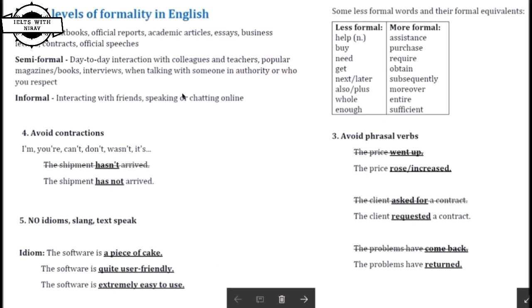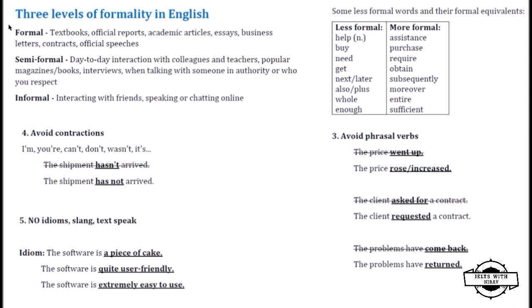First you have to understand the difference between letters. There are three types of letters: formal, semi-formal and informal. The first one is formal, used for business letters, essays or official speeches. Most of the time you will write a letter to someone whom you don't know personally. In that case you must use formal language, formal words and formal sentences.